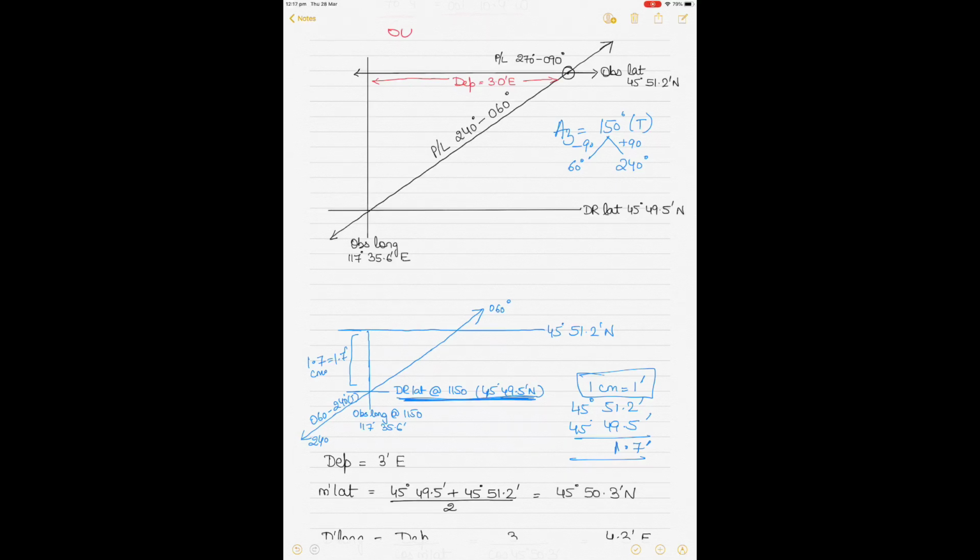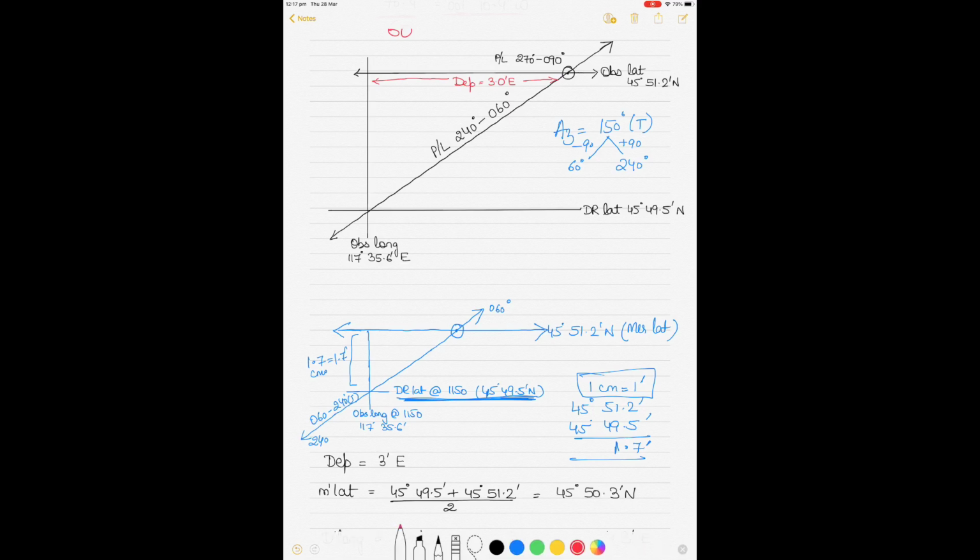Because I have to draw 45 degrees 51.2 minutes north, which is north of my DR lat, I will go north and use the scale of 1 centimeter equals 1 minute. I am only 1.7 centimeters or 1.7 minutes away. That's why I went north by 1.7 centimeters. And this becomes my second position line, my meridian latitude. The intersection of these two position lines gives me my observed position at 11:50.